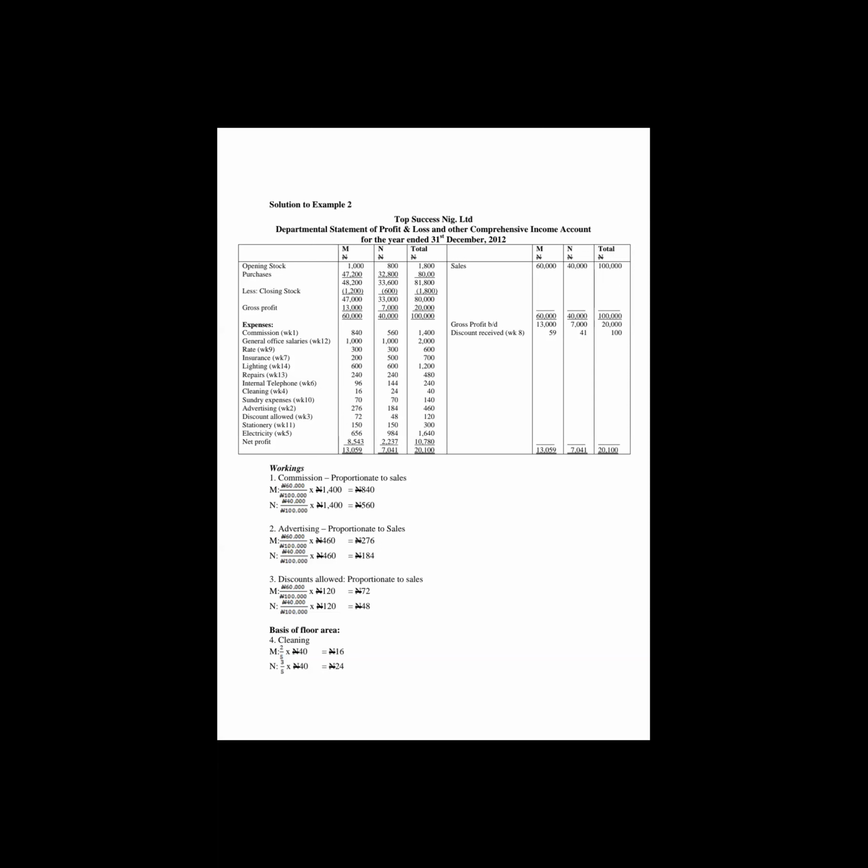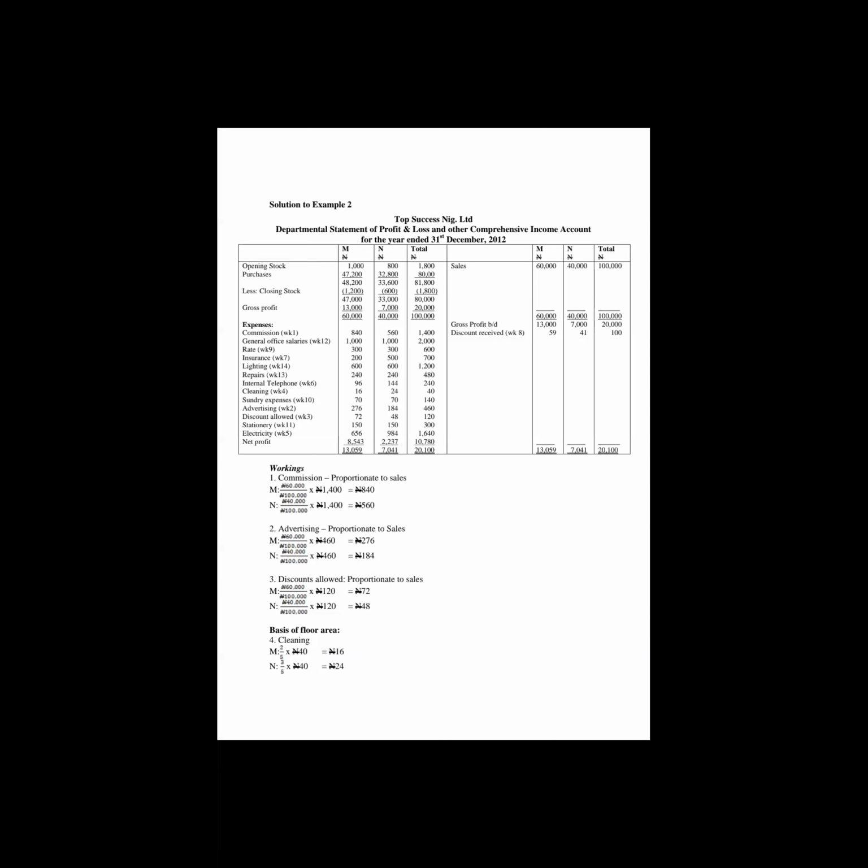So we have for department N 13,059. That's the total. Then the other one 7,041. Total 2,100. So the other side, what is the total we have? For department M, for the expenses, you have a total of 4515.